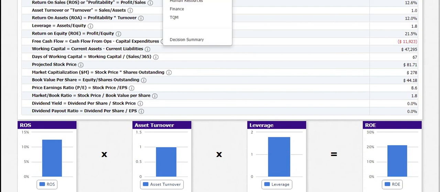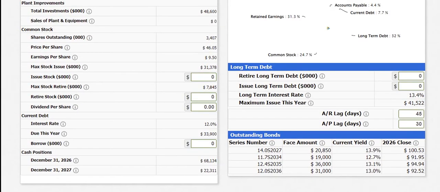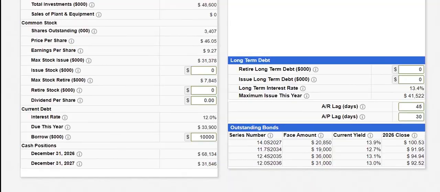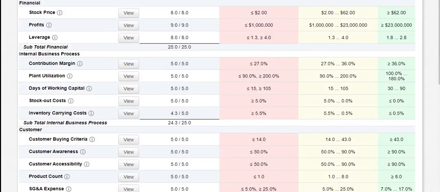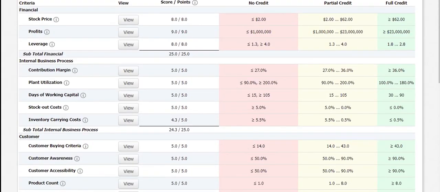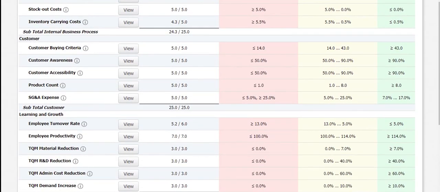So let's go to finance, see if we need to increase. We can just borrow something little. Let's have 10,000 so that we can improve our leverage. Let's go to balance scorecard. Now we are having leverage of 8.0, which is good, and also we have improved our maximum score to 98.5.